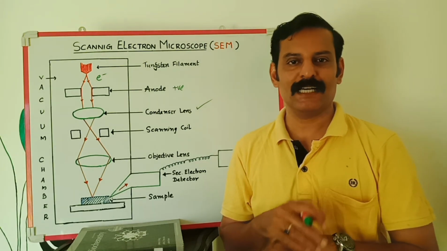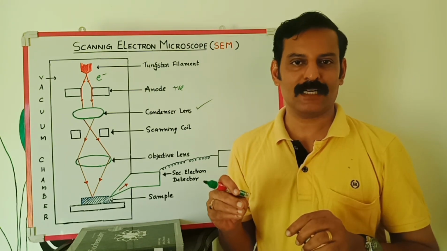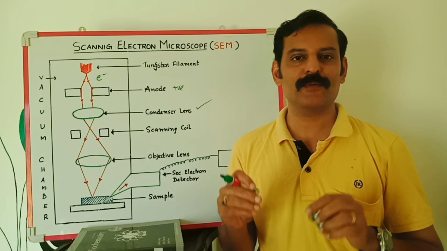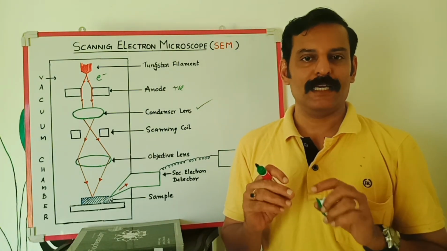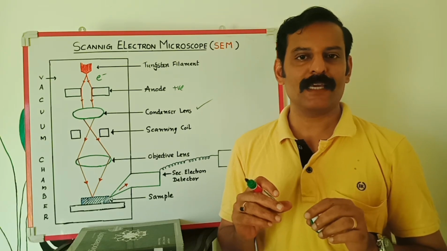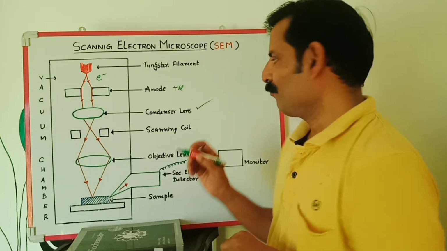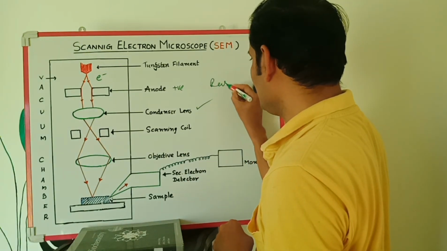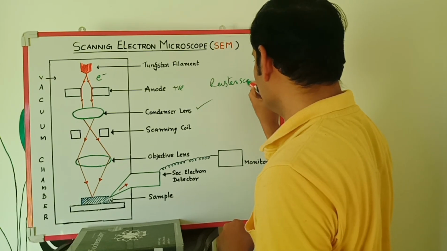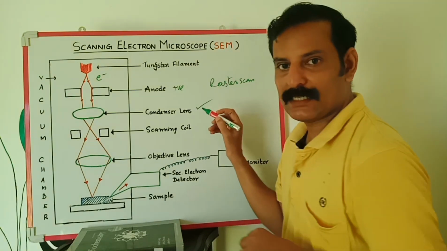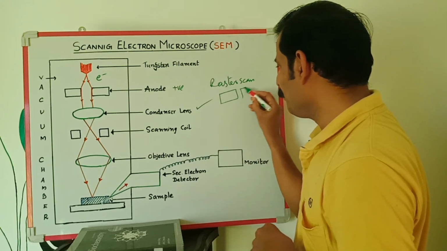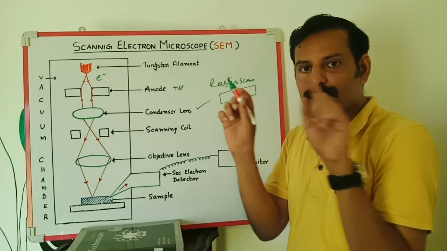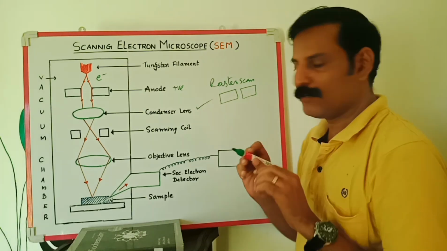Just below the condenser lens, scanning coils are kept. These scanning coils are used to scan the surface of the object, and the scanning is taking place in a raster scan way. Raster scan means the object will be scanned in a rectangular pattern. The surface of the object will be scanned in a rectangular way.